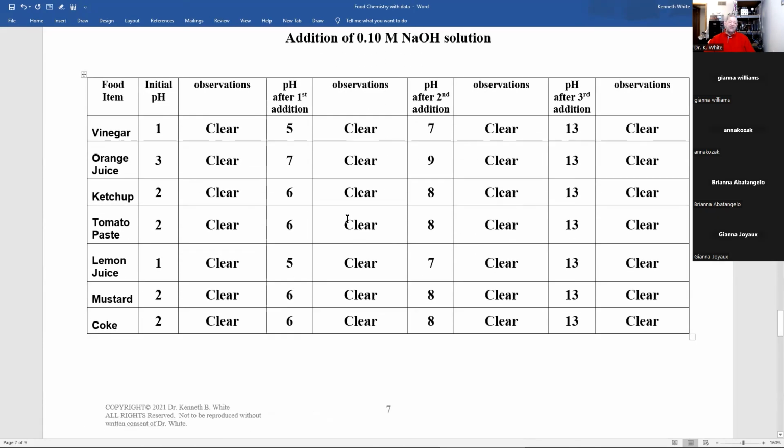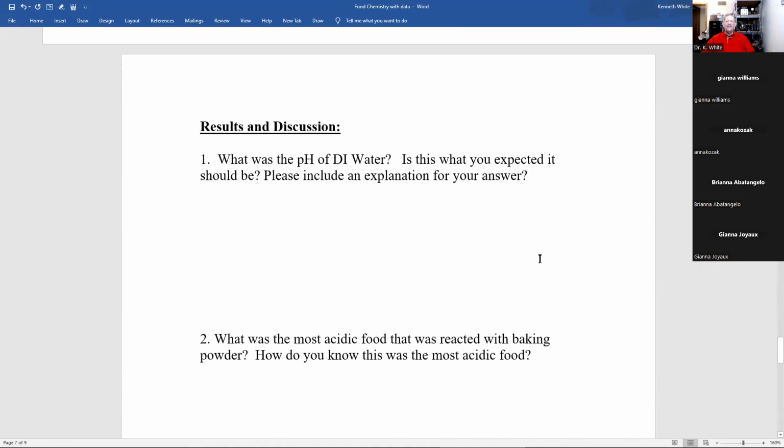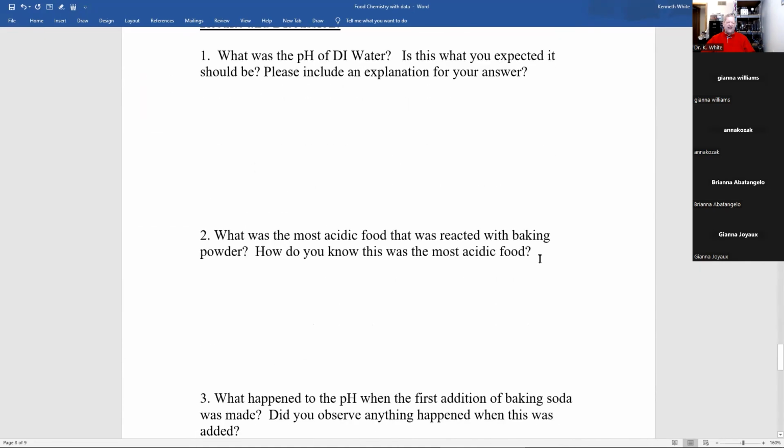It's fun to watch because tomato paste is not pleasant to work with if you don't know how to work with it. It's that thick stuff. It's hard to get off a spatula, but I teach students how to do that. And here again, here's the initial pH observation after the first addition of sodium hydroxide, second and third. And here are the questions you have to answer.